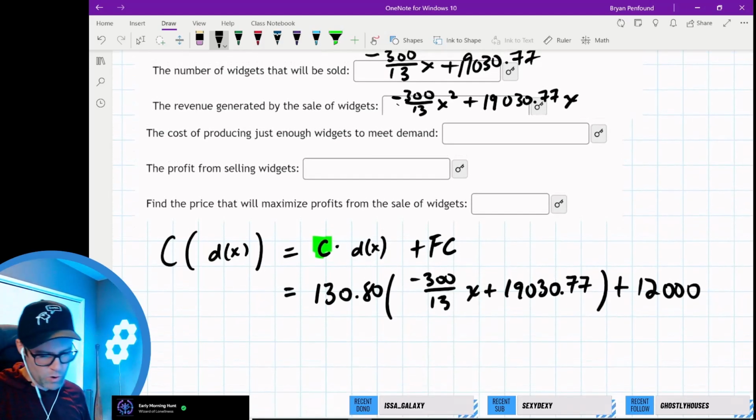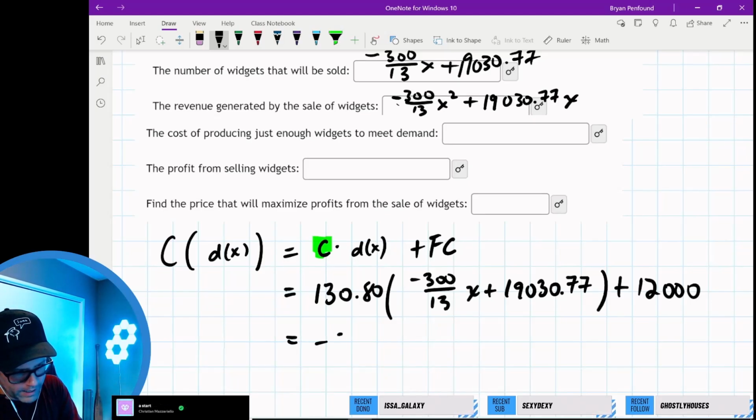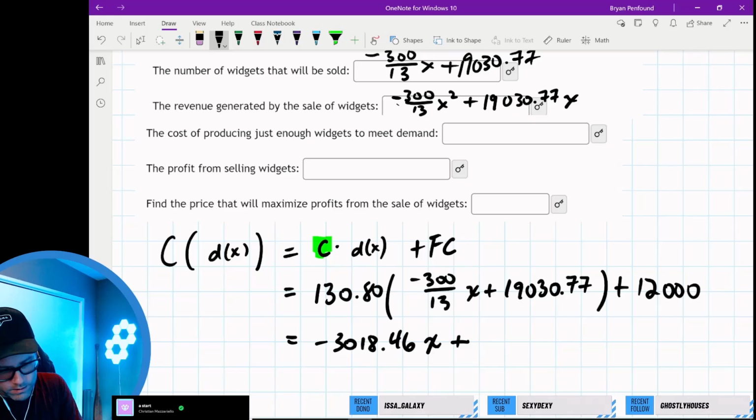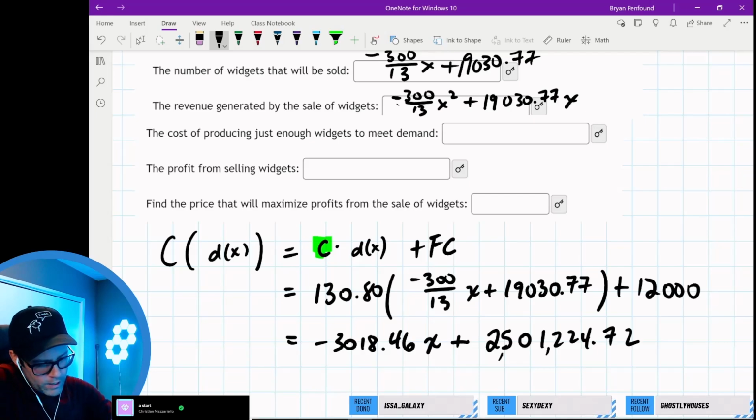And maybe we could do some work simplifying this a little bit. So I could multiply this through and get negative 3,018.46x plus 130.8 times 19,030.77. And then we would need to add to that 12,000. That's a big number. Ooh, wow, that's big. So that should be our cost of producing just enough widgets to meet the demand.